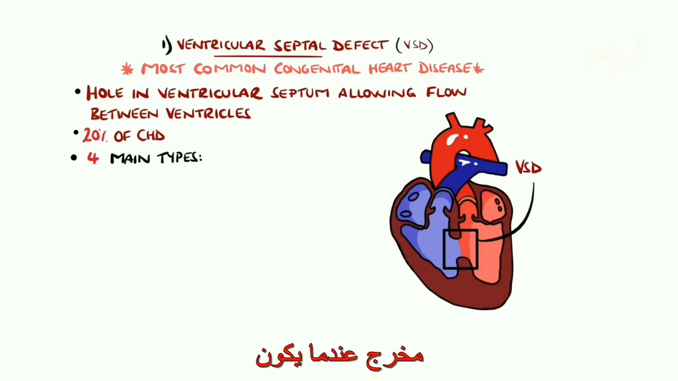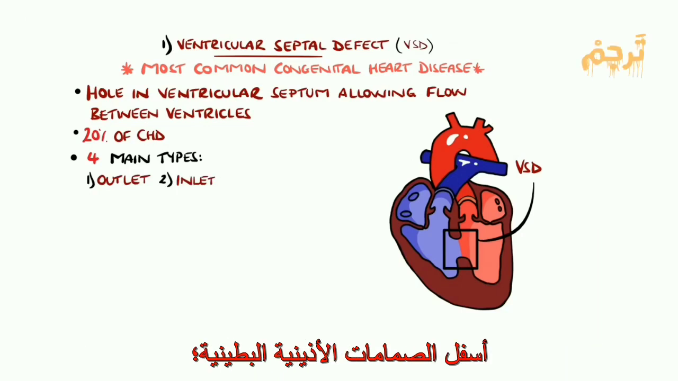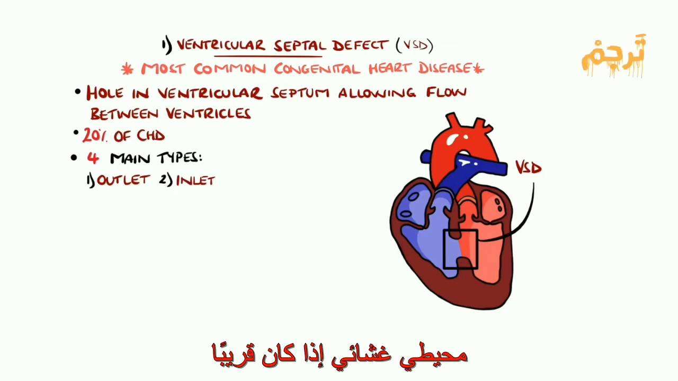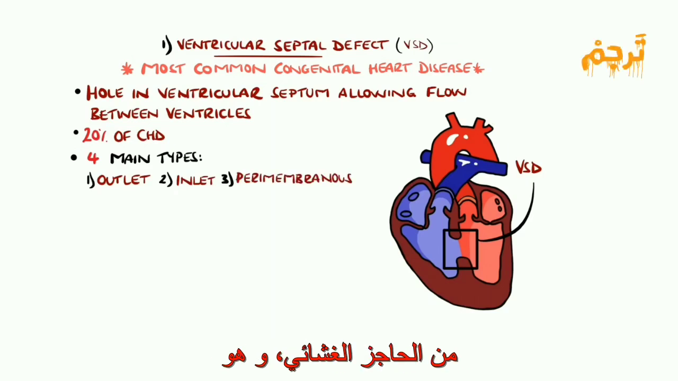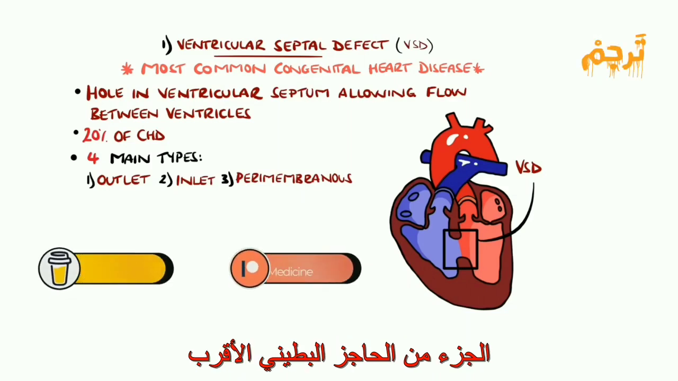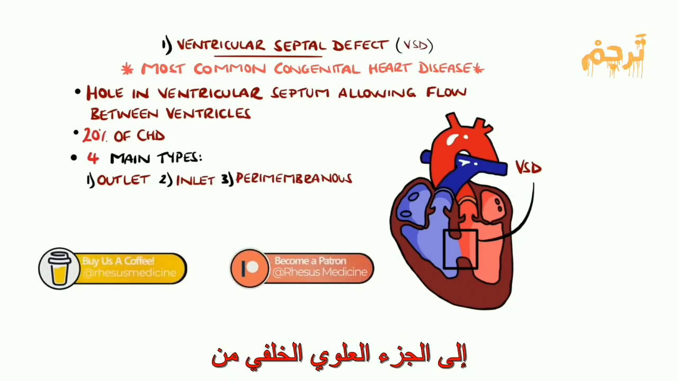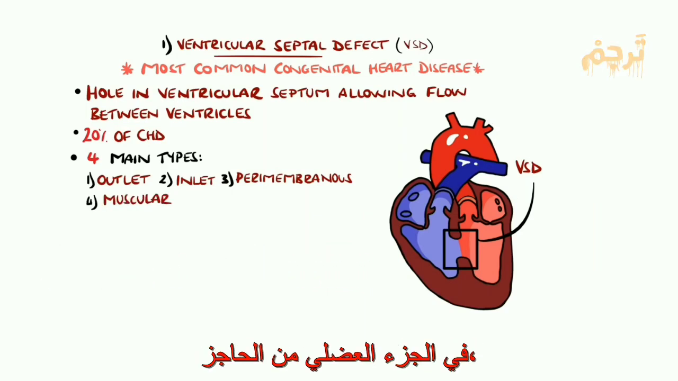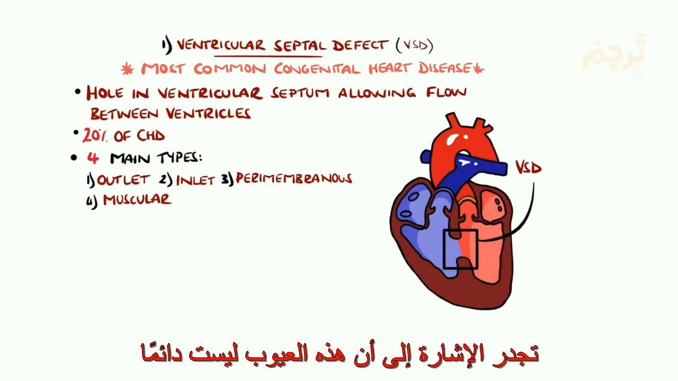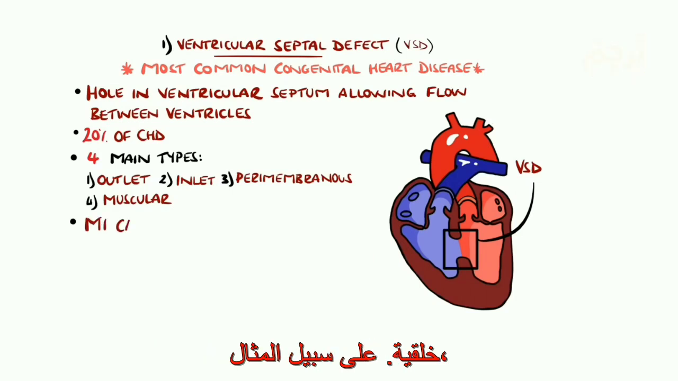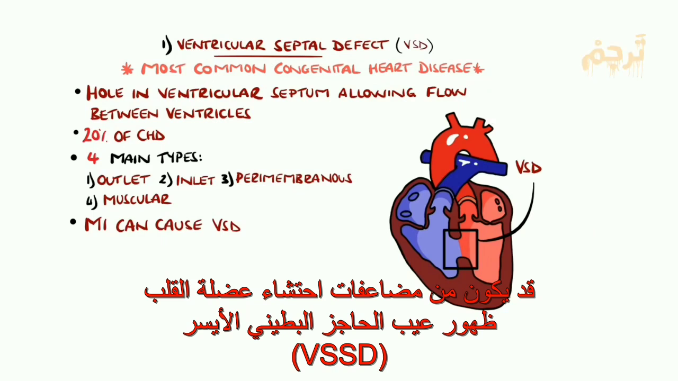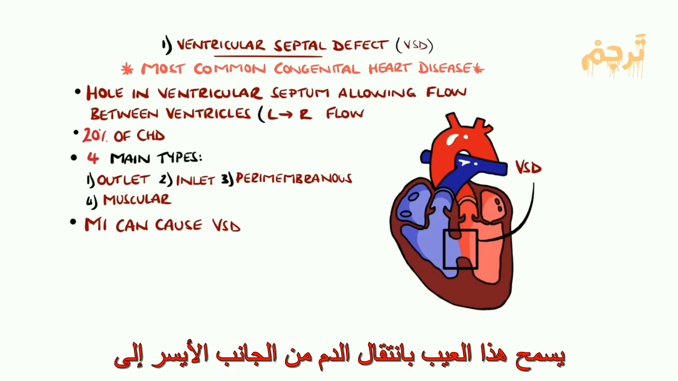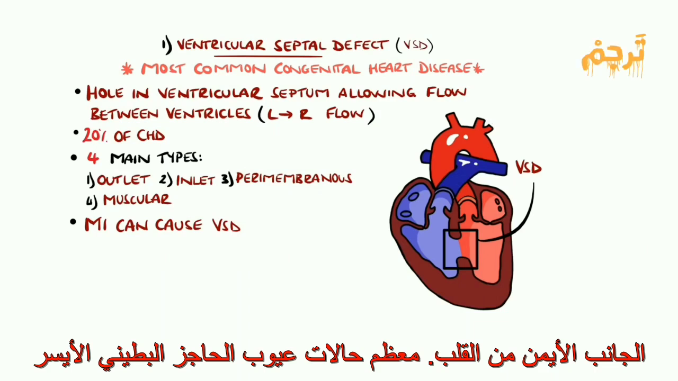Examples being outlet, when it's located below the level of the semilunar valves, which are the aortic and pulmonary valves, inlet when it is located below the atrioventricular valves, perimembranous if located close to the membranous septum, that is, the portion of the ventricular septum closer to the superior posterior portion of the right ventricle, and muscular if located in the muscular portion of the septum. Note that these are not always congenital. For example, a complication of MI can be development of a VSD. These allow blood to move from the left to the right side of the heart.